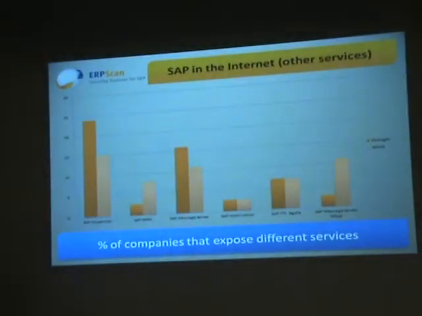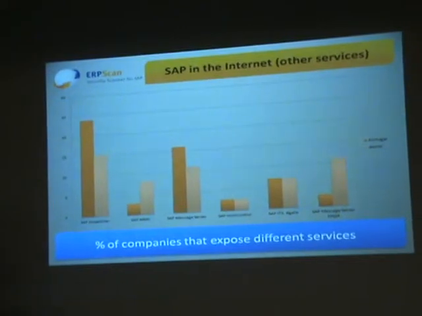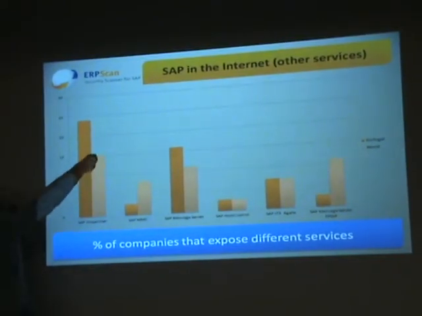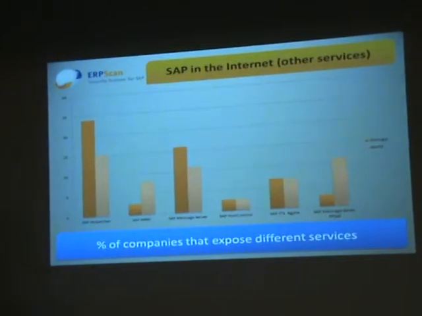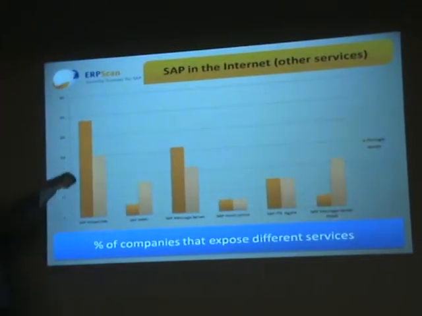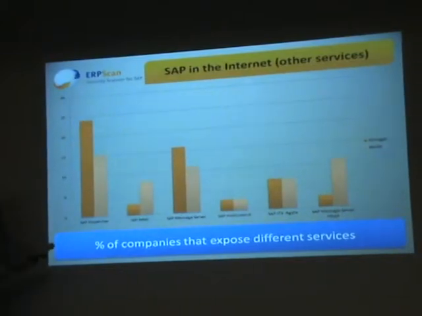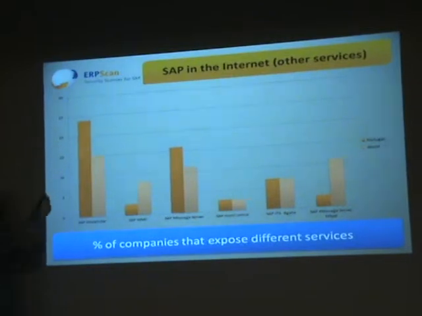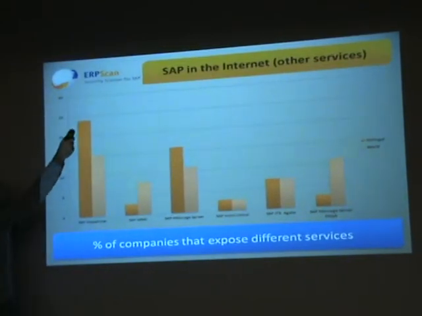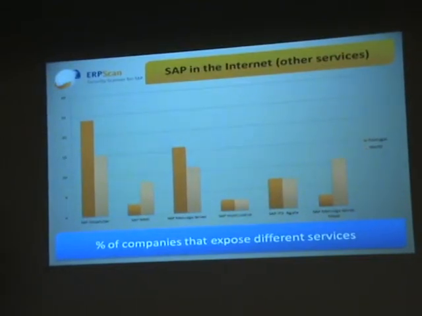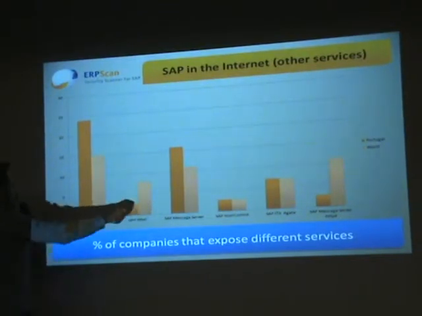And this is the data about the other services. This is the median, like world statistics, and this is the Portugal statistics. I have collected this information. And you have more dispatcher services exposed, I don't know why. And this is the percent of companies who use SAP and expose a service to the internet. So it's like every fourth company exposes the dispatcher service. And it's the same for other services.